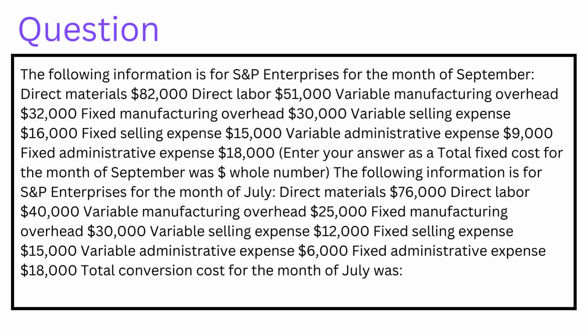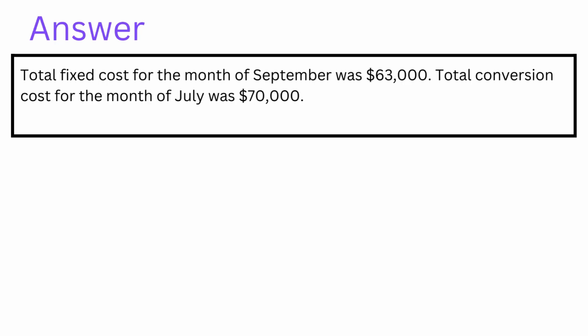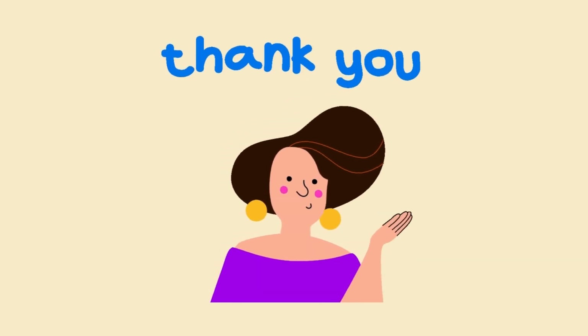Total conversion cost for the month of July was? The correct answer is: total fixed cost for the month of September was $63,000. Total conversion cost for the month of July was $70,000. So that was our question and answer.